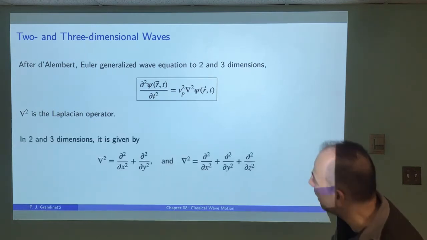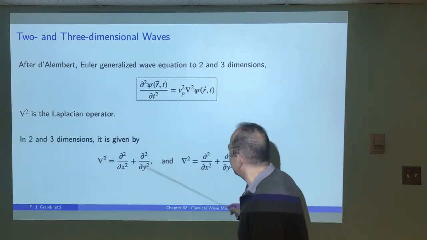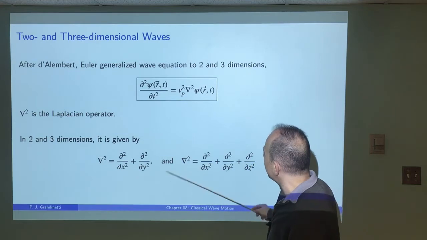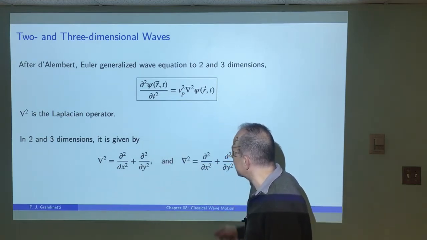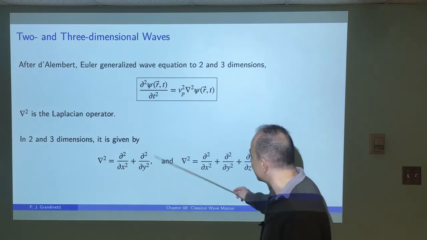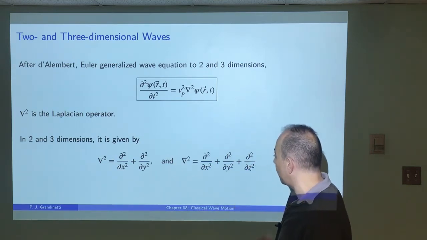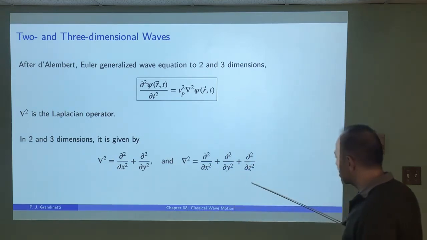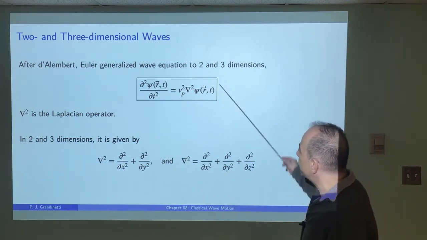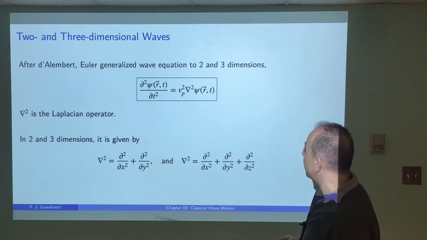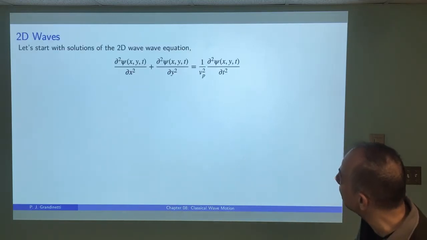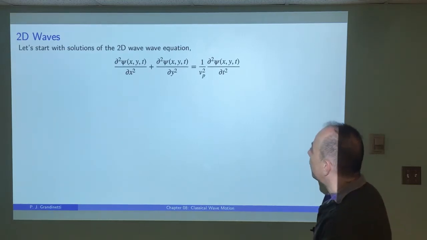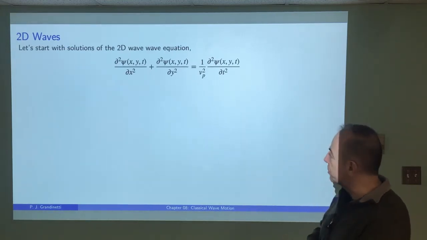So this Laplacian operator is just a recipe that tells us that whatever it operates on, do this. And in 2 dimensions, it says take the second partial derivative with respect to x, and then with respect to y, and add them together. In 3 dimensions, it just does that with x, y, and z and adds them together. So this is the wave equation in 2 and 3 dimensions here. And so now let's take a look at how we might solve this. And let's start with just 2D.